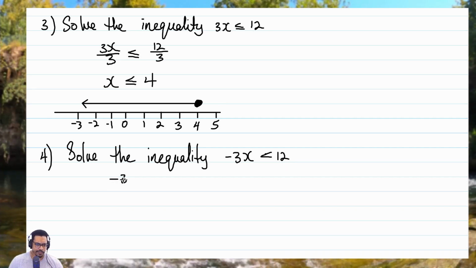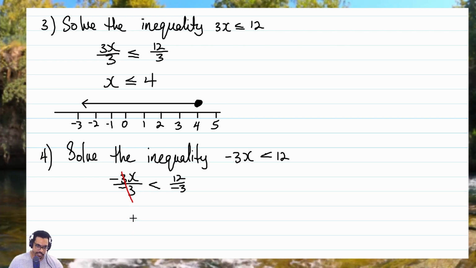So I'll have negative 3x divided by negative 3 is less than 12 divided by negative 3. So again, the negative 3's will cancel out each other, and I'll have negative 3 into negative 3, 1, negative 3 into 12, negative 4.